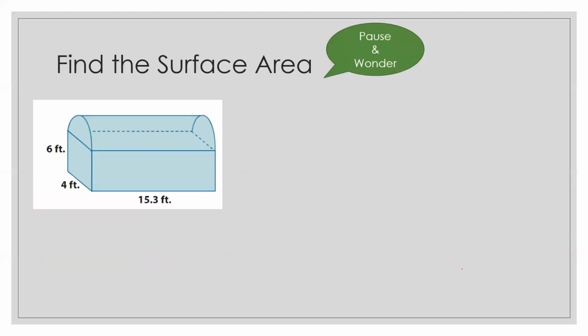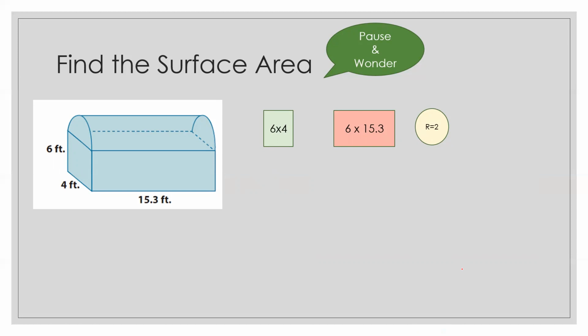All right, let's practice finding surface area of this one. Pause and wonder, how do you see that? All right, let's take a look. I see the 6x4 rectangle. I see a 6x15 rectangle. I see half a circle on one side, half a circle on the other side. So that makes a full circle. And I see that dome shape on top.